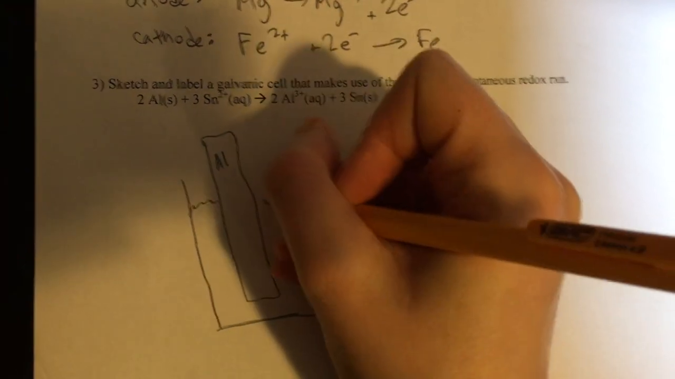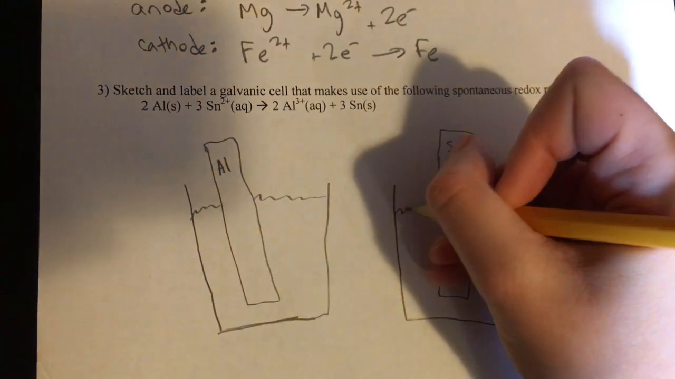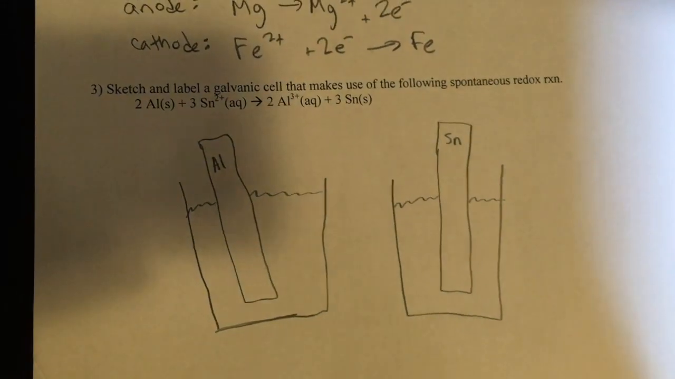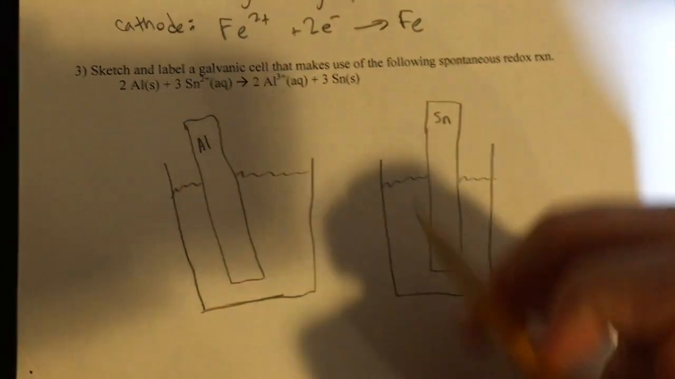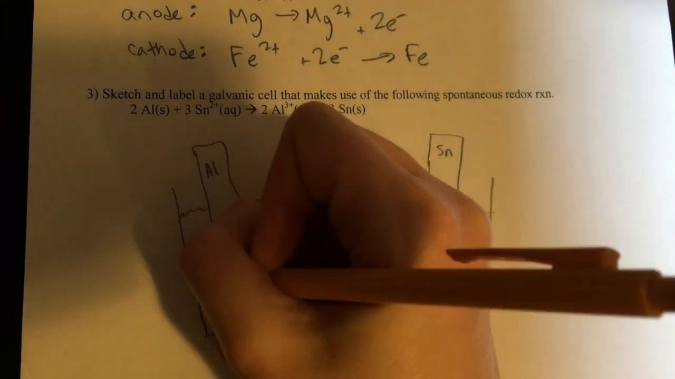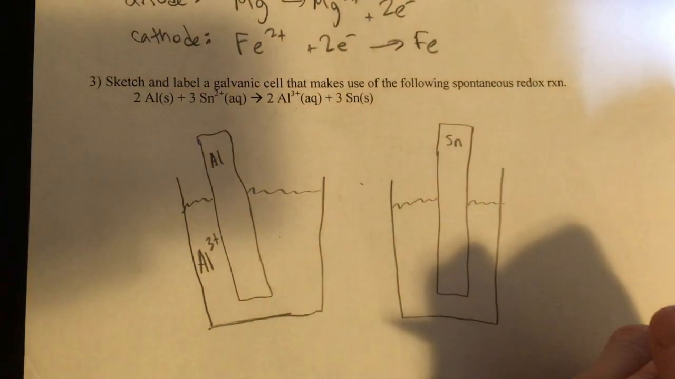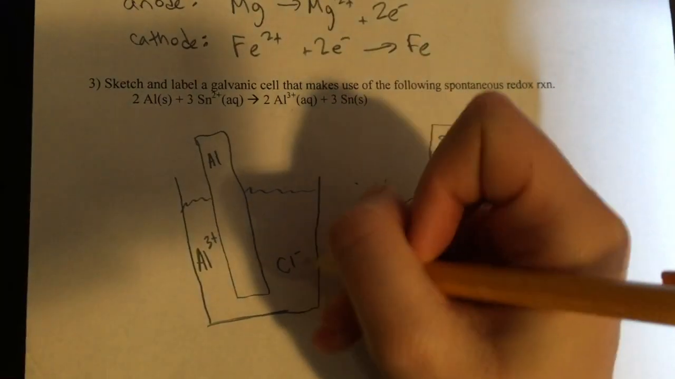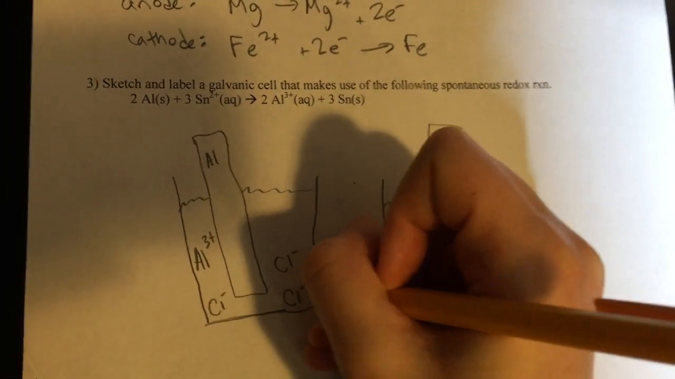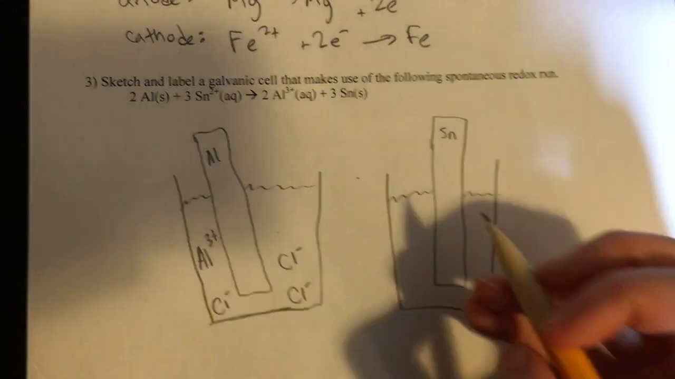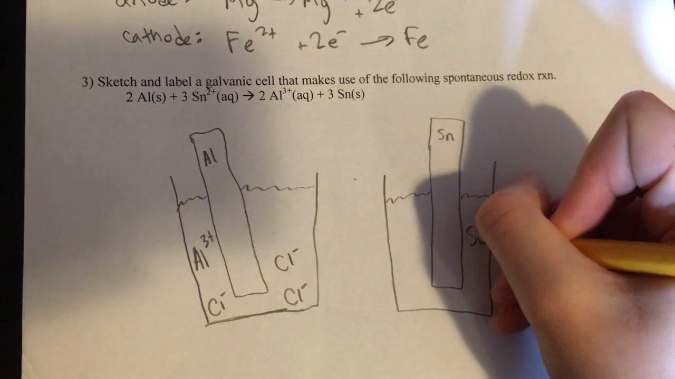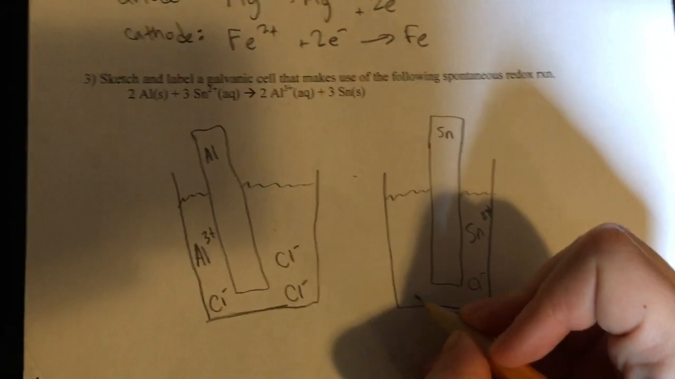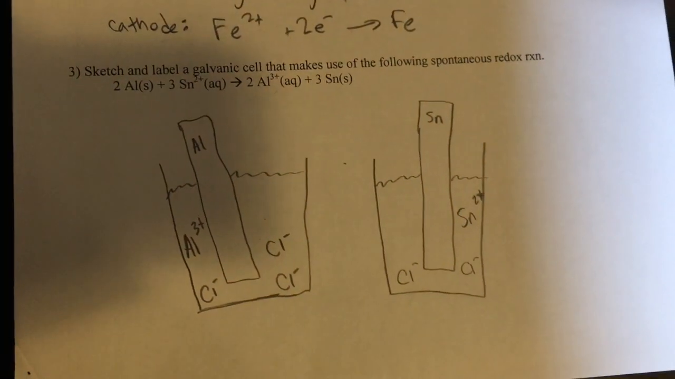And each of those strips of solid metal should be in a solution that contains that ion, right? So this would have to be a solution that contains Al3+ ions and some sort of anion as well to balance that out, right? Maybe we'll say Cl-. It could be any anion, right? The anion's not actually involved in the chemical reaction. And then we've got Sn2+ in this beaker. And so again, we'll need some sort of anion. Might as well just use the same anion.